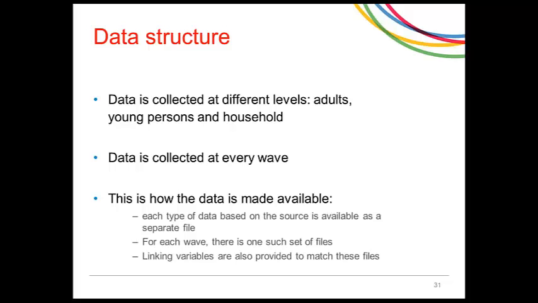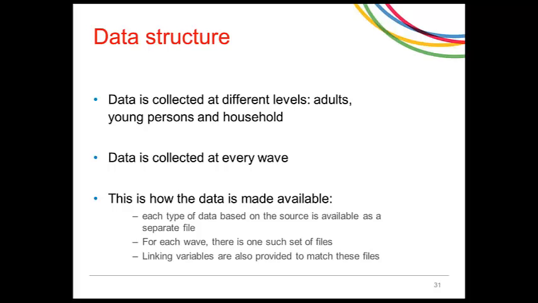Now, as the data is collected at different levels, such as households and individuals, and this is repeated every year, it is not efficient to provide the data as one large flat file. So what we do is that we provide the data as a series of separate files. We also provide the variables that you will need to link these files together. Now, each type of data based on a particular source is available as a separate file. For each wave, there is one such set of files.